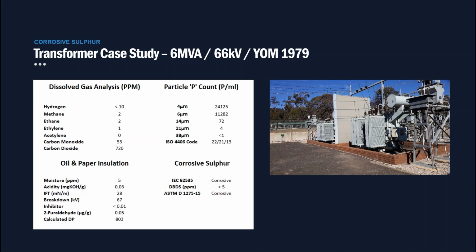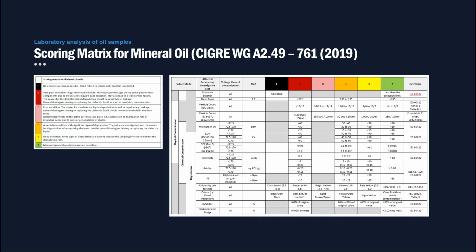And we also did the ASTM D1275 silver corrosion test, and this also returned a positive result. So something in the oil is also corrosive to silver. And the significance of this is that this could lead to a buildup of silver sulfide on the silver-plated contacts. In 2019, CIGRE published a technical brochure called Condition Assessment of Power Transformers.